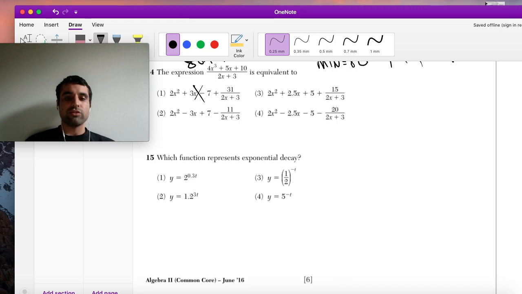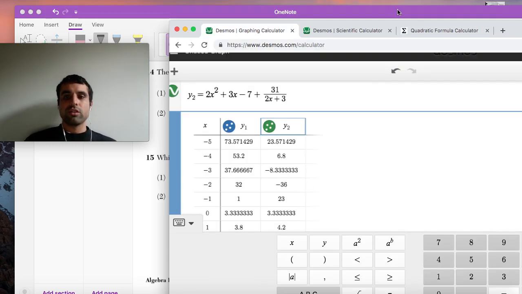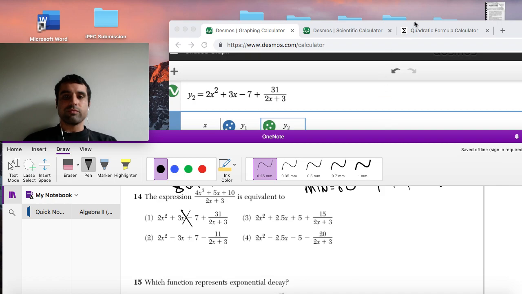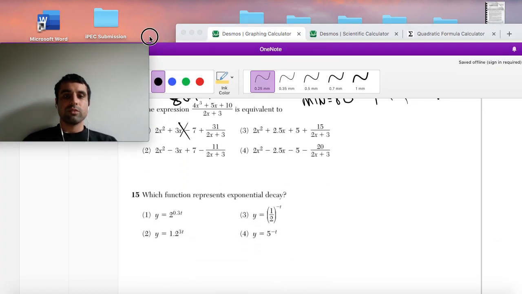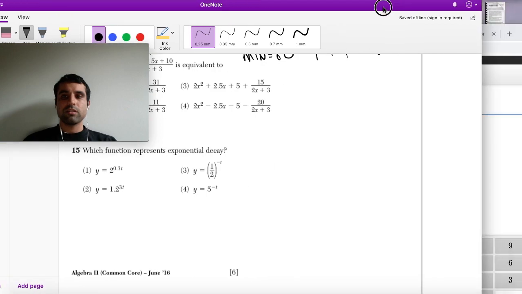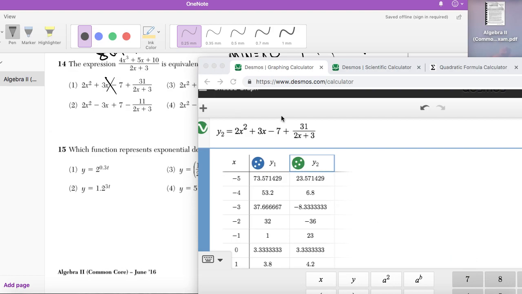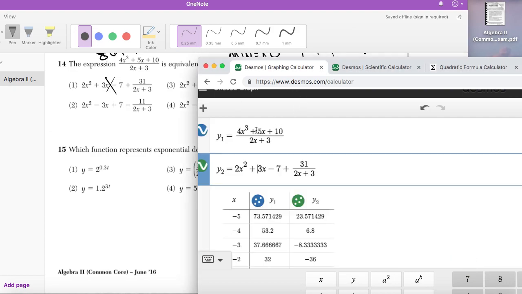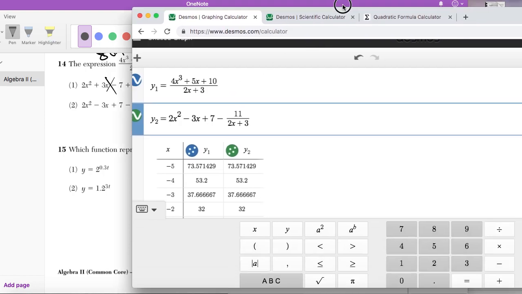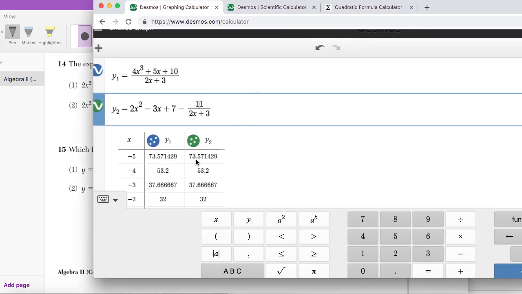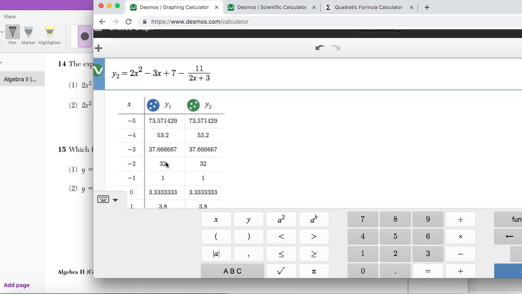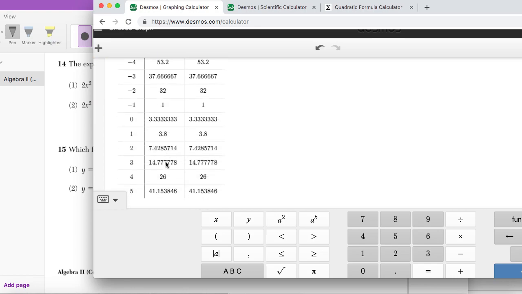I'm going to change y2 to be choice 2. Let me minimize me, guys, because I don't want to be in the way here. So 2x squared minus 3x plus 7 minus 11 over 2x plus 3. Now here, look at this, guys. It's a thing of beauty. When it's -5, -4, -3, -2, -1, 0, 1, 2, 3, 4, 5, we get the same y values.